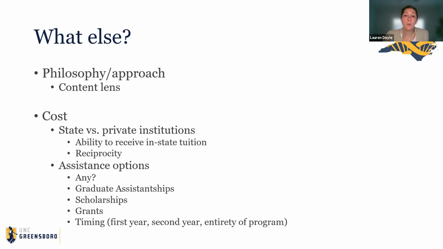Assistance options also vary really widely. Some programs don't have assistance to offer. Others have things like graduate assistantships, which are almost like a form of work study with stipend and tuition waiver, scholarships, grants, or other financial awards. They might be single year awards, they might be single year first year, single year second year, throughout the entirety of the program, or just one single award, for example, at the time of match or in the first semester.